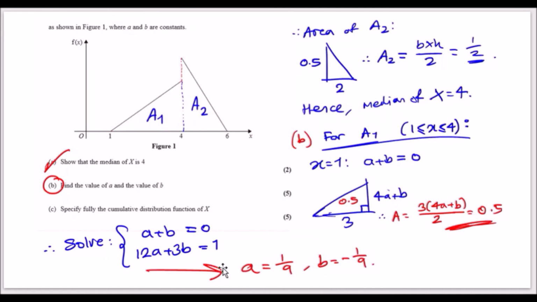Just in case, the fast way to calculate this if you're unsure, times the top equation by 3. So you get 3A plus 3B equals 0. Subtract against the second equation, so you get 9A equals 1. Divide by 9, you get A equals a ninth. Plug into the first equation, you get minus a ninth. And that's it.